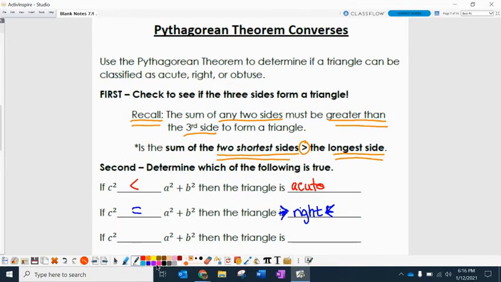So what about if c squared is greater than a squared plus b squared? Can you guess then? Well, I think of greater than as the big ones. That's going to be our obtuse triangles. Then the triangle is obtuse if c squared is greater than a squared plus b squared. So let's put those notes into practice. Let's try a few combinations of sides and see whether or not they form a triangle, and if they are, if we can classify that triangle as acute, right, or obtuse.